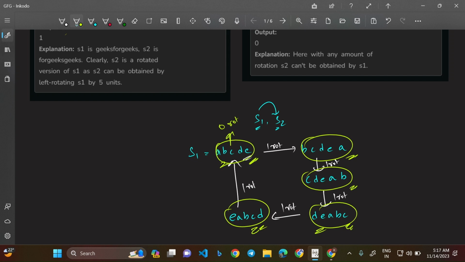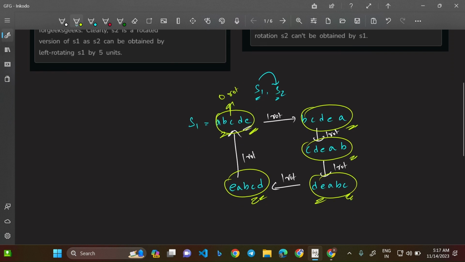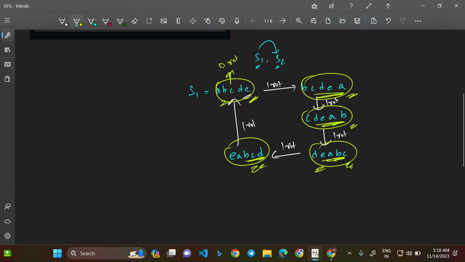So you are able to get this S2 from S1 or not, and only these are the possibilities of S2, the yellow colored marks. So how do I see that? I need to make sure I find BCDEA or CDEAB or DEABC or EABCD or ABCDE. If I find any of these, then I can happily return true. So how do I do this? What if we just add S1 to S1 itself? So I get ABCDE, ABCDE.